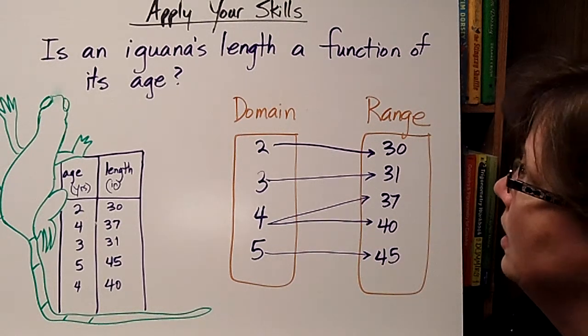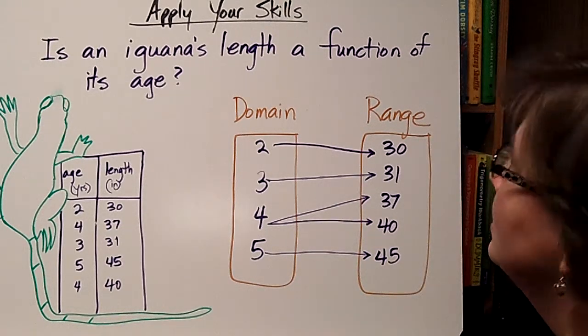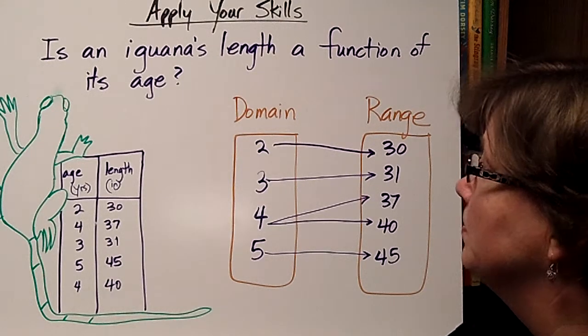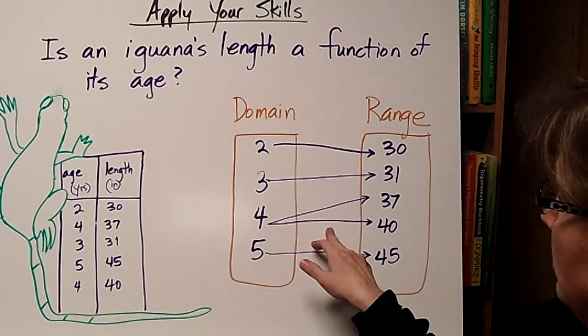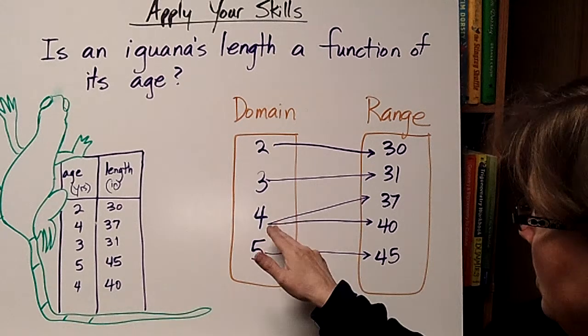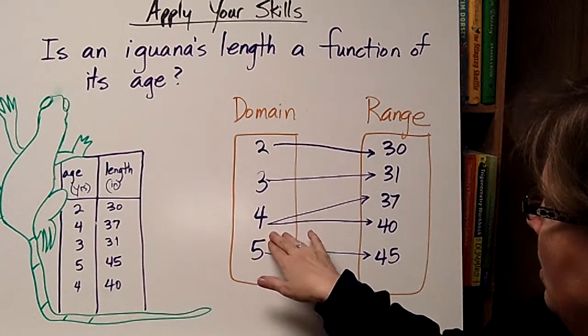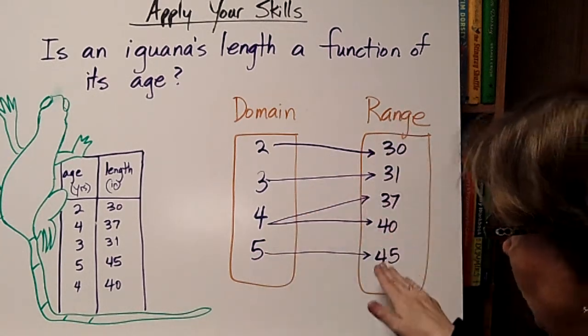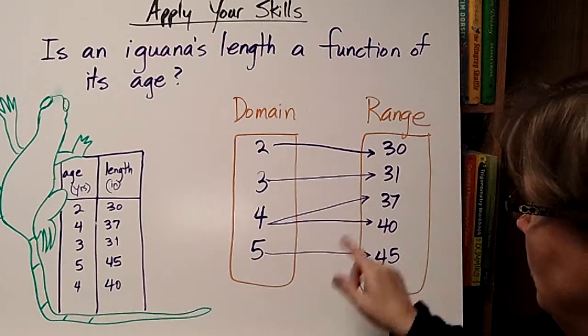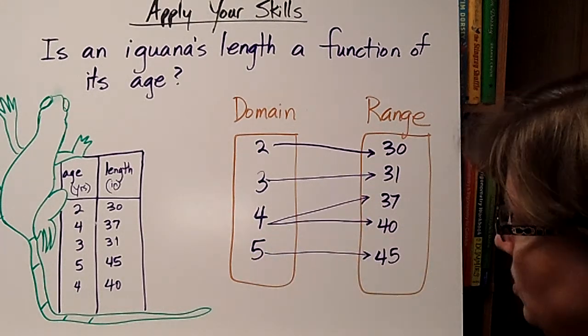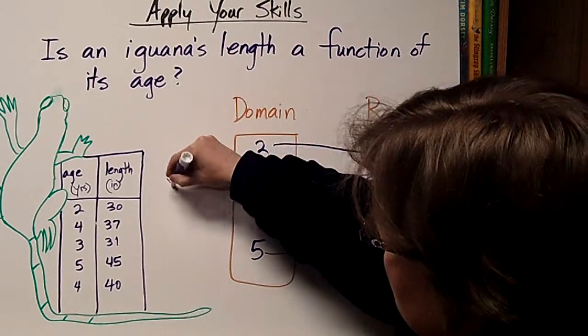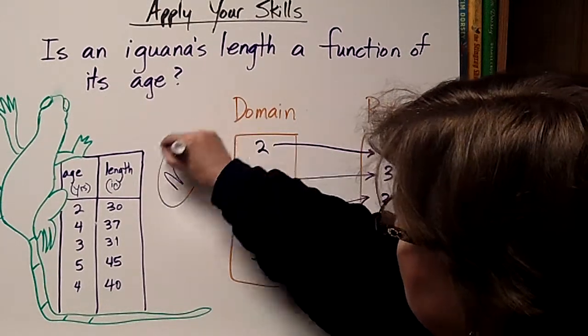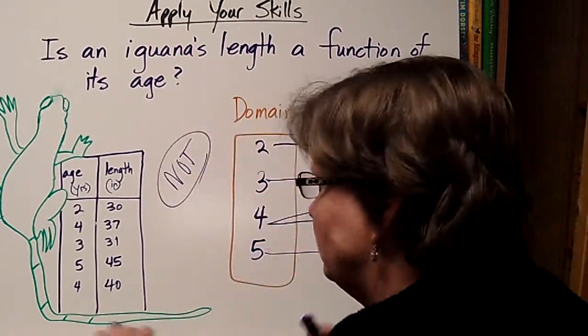Our original question asked us, is an iguana's length a function of its age? And we have found out, no, it is not, because each of the items in the domain should have only one, and exactly one value in the range. This one has 2, so the answer is not a function.